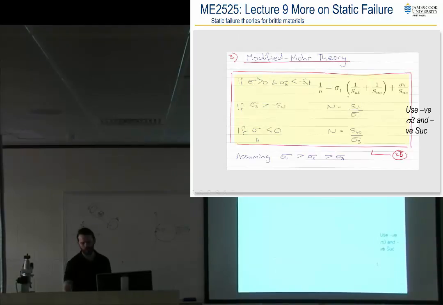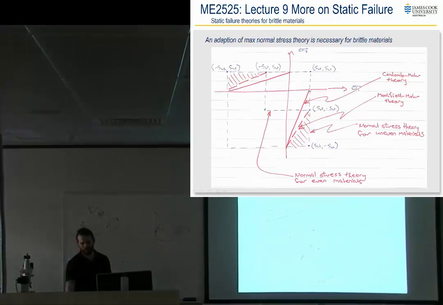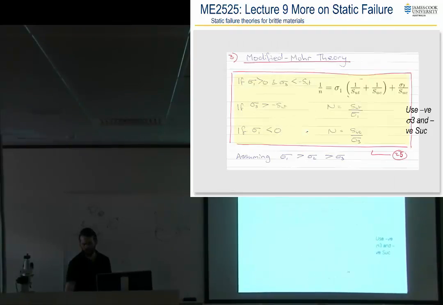Again, you're using the same relationship, which is the ultimate compression on sigma 3. Sigma 3 being the smallest, we've sequenced them. And if sigma 1 is greater than 0, and sigma 3 is less than minus SUT, that means you're in this zone here. So sigma 1 greater than 0, sigma 3 less than minus SUT, then you need to do this line there. And you need to work out whether you're inside that line or outside that line. And that's this equation.